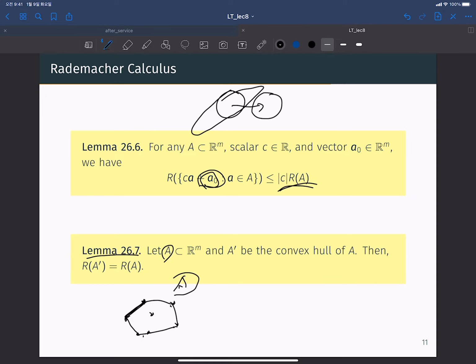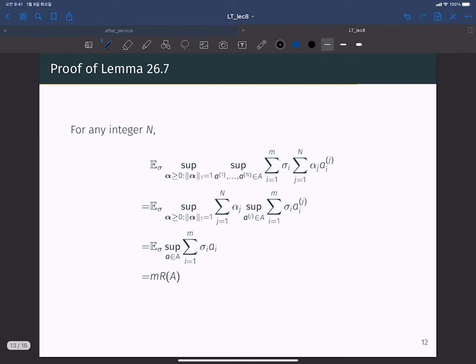So when you make a convex hull, it does not change the Rademacher complexity. We can keep the same Rademacher complexity using the convex hull operation. So how can we show the second property? That is very simple. From the definition of Rademacher complexity and the convex hull, we have this.